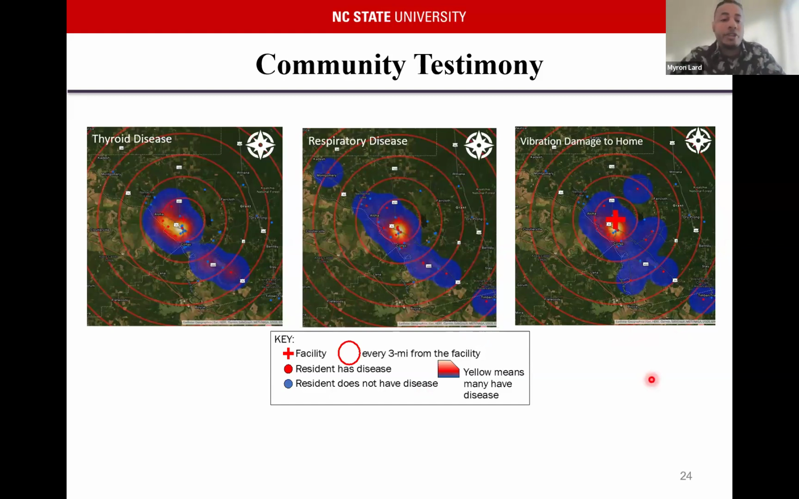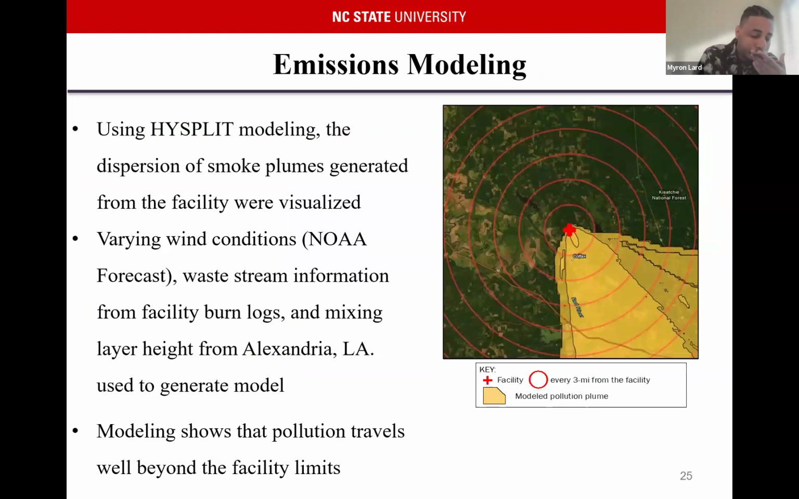issues even further outside. So we took these community testimonies and we took some meteorological data, and we were able to generate emissions models of how the smoke plumes were actually generated from the facility and how they were dispersing throughout the community. And as you can see, every ring on this is 3 miles away from the facility, and our modeled pollution plume has very, very significant pollution effects going out some 15 miles into the community, which is a lot further than what the facility says, as it is definitely not just contained within their walls.